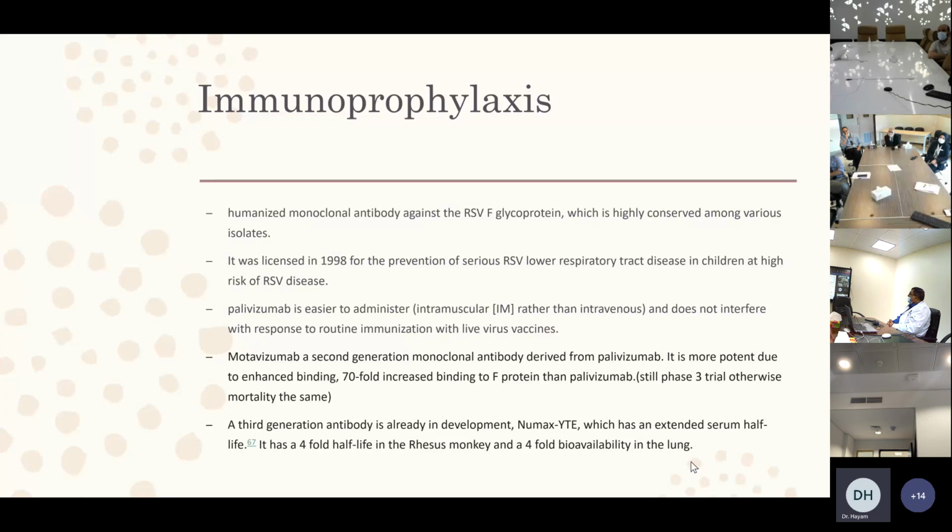But they assume it has 70-fold increased binding capacity to the F protein, which would make it better even than bevacizumab, but it's still in a phase 3 trial. But mortality is the same. A third generation is a new one, and they said it has extended serum life, a 4-fold half-life in the rhesus monkey and 4-fold bioavailability in the lung. Still, all of them are trials, and none of them is used other than bevacizumab.